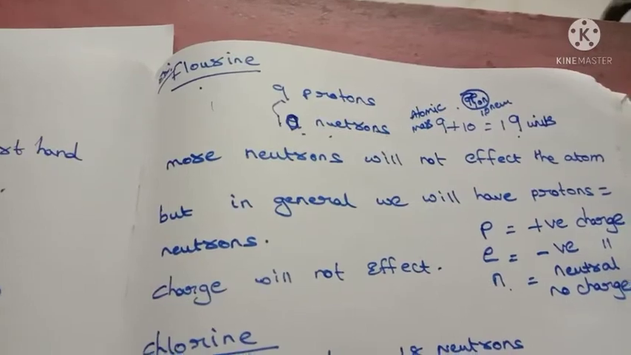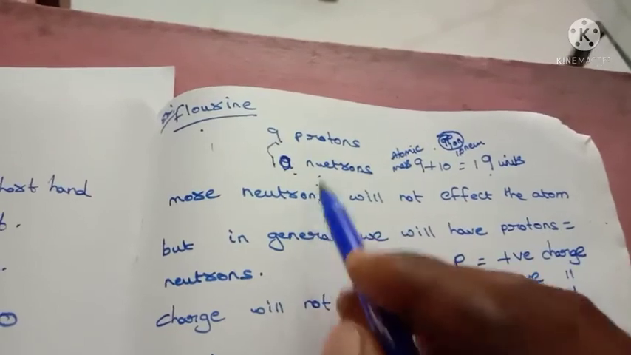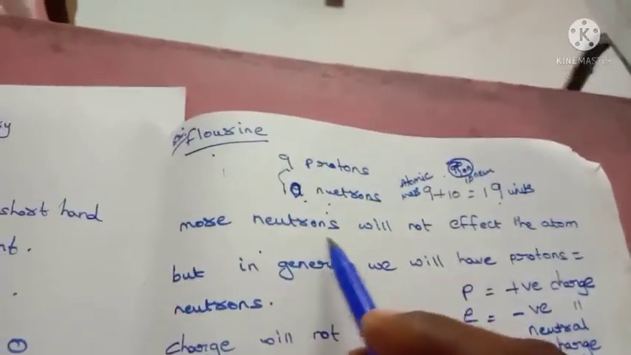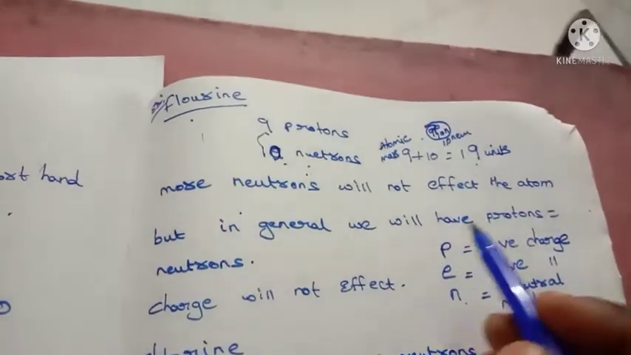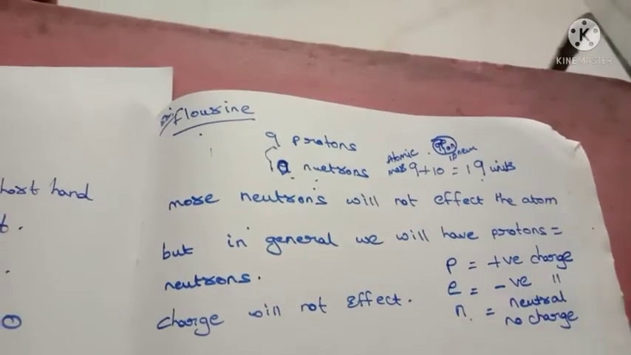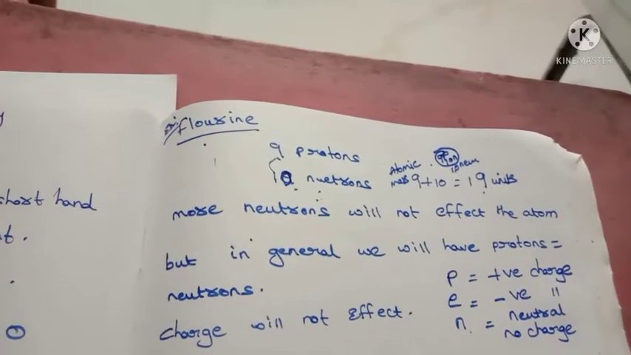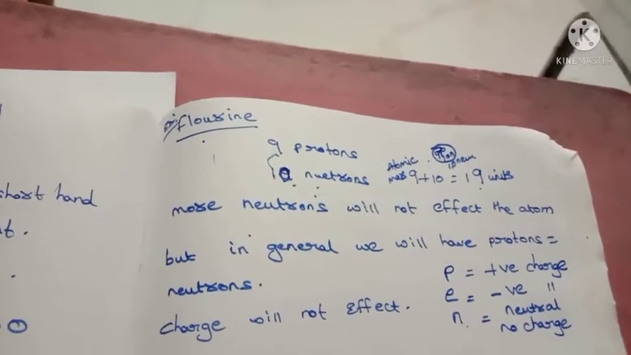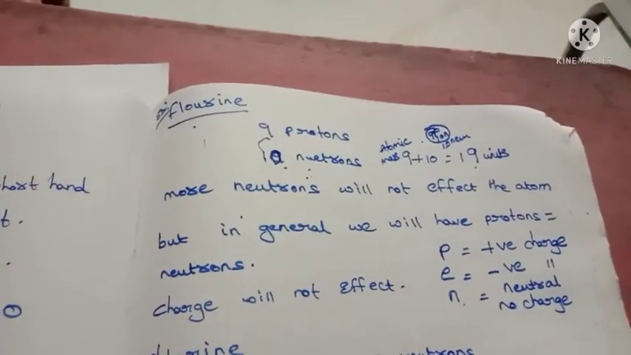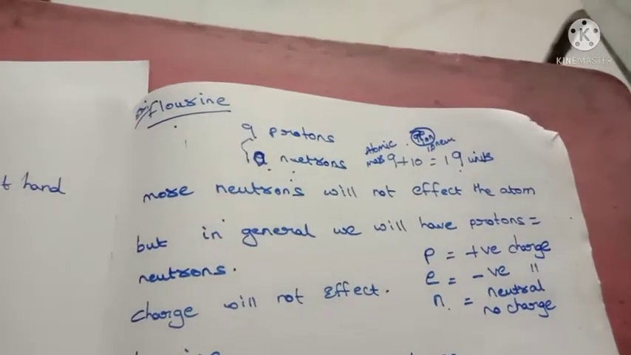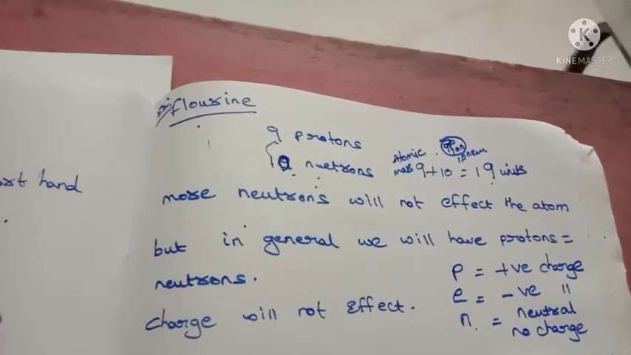So let us discuss again, coming back. I told you more neutrons are there in fluorine. Is there any effect? No. Since neutrons are neutral in charge, there is no effect on the atom. There can be more neutrons, there can be equal to the number of protons, but you will definitely not find fewer neutrons than protons. Okay, charge will not be affected. Why? Because neutrons have no charge, that is neutral charge.